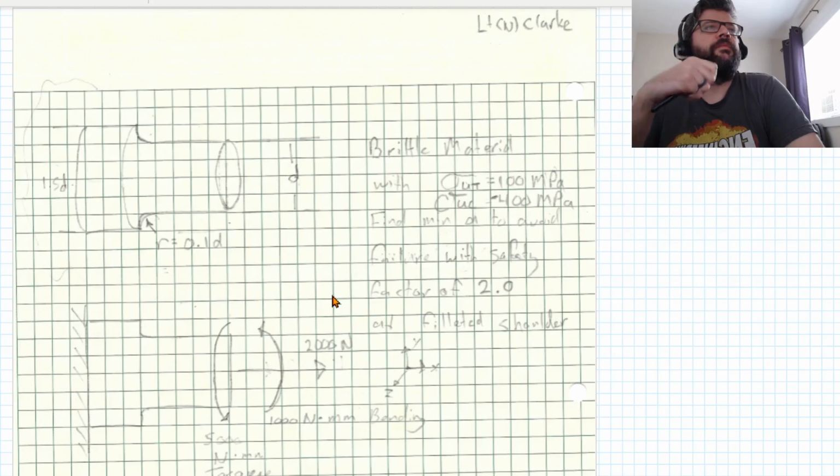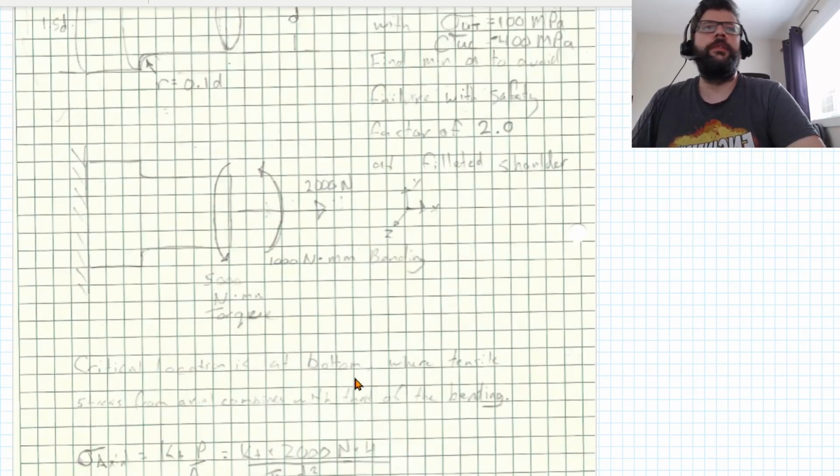So it's made out of a brittle material. This particular brittle material has an ultimate strength in tension of 100 megapascals and an ultimate strength in compression of negative 400 megapascals. So if we want to have a safety factor of 2.0 at that shoulder, what does that dimension d that's driving everything need to be?